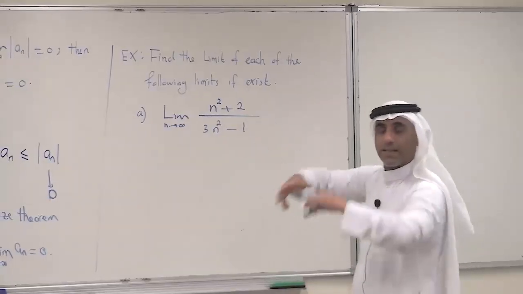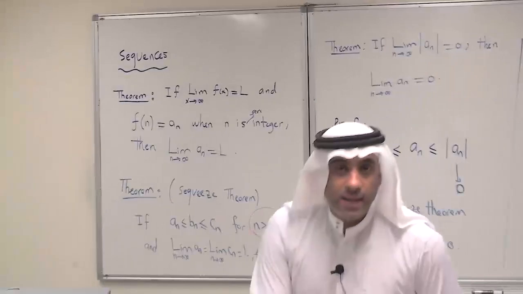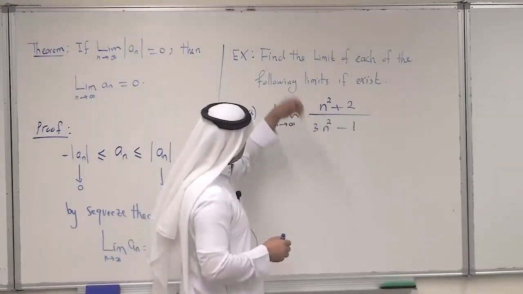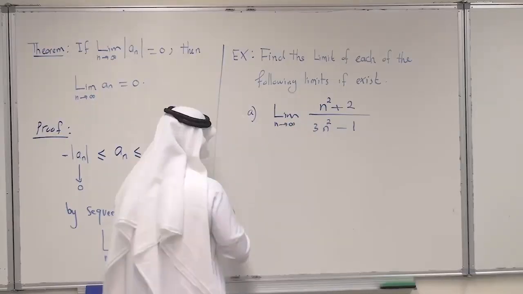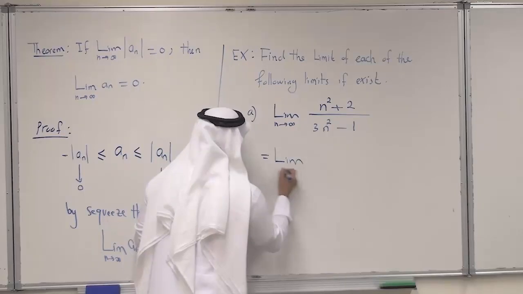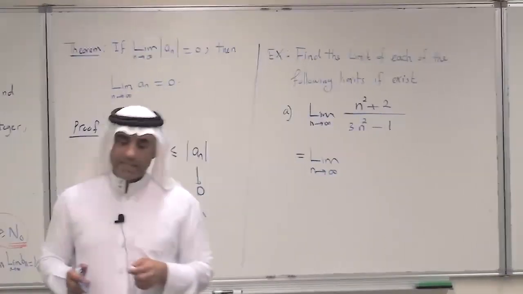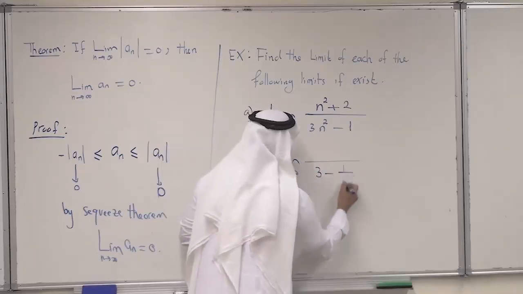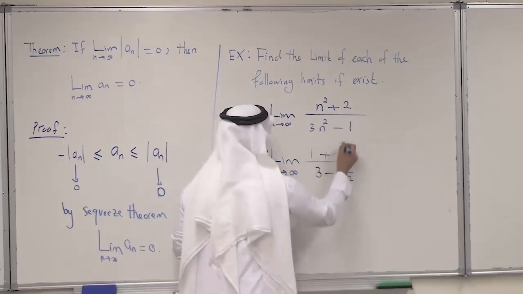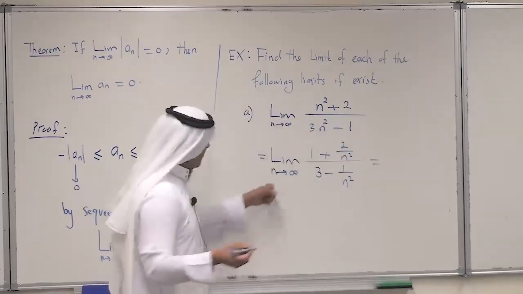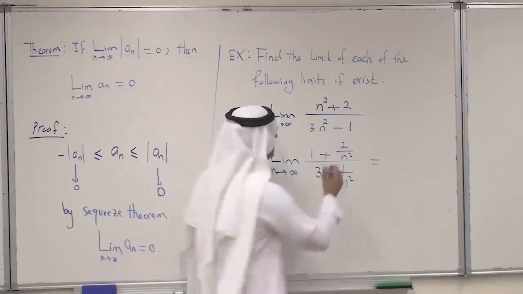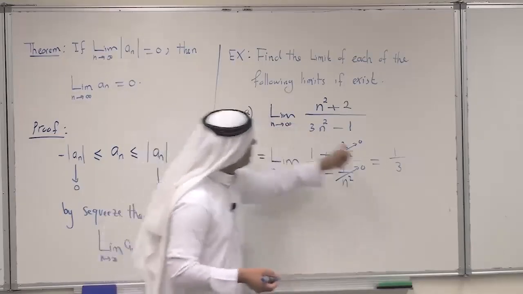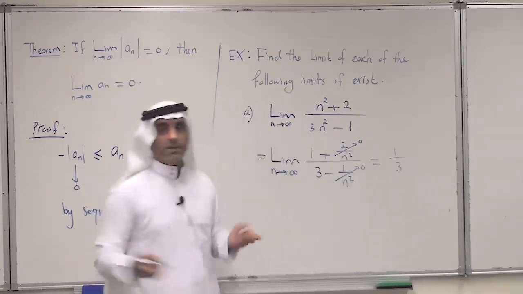Now let us use these theorems and techniques we did in calculus 1 to find the limit of different types of sequences. This is the first one of them, that says find the limit of each of the following, if it exists. What is the limit of this? Techniques we did in calculus 1 say if you have a rational function, the only thing you need to do is divide by the largest power in the denominator. The largest power in the denominator here is n squared, so this is 3 minus 1 over n squared, over 1 plus 2 over n squared. Then we observe that as n goes to infinity, this quantity goes to 0, and this quantity goes to 0, so the limit is 1 over 3. So that is the limit as n goes to infinity.